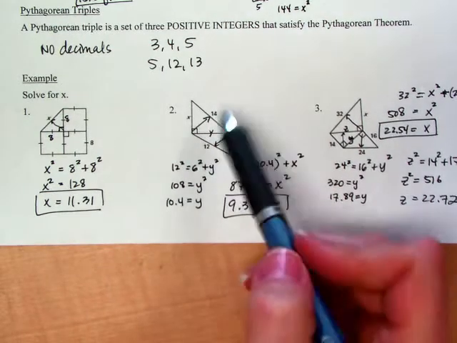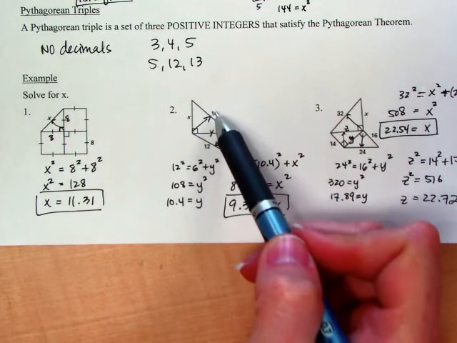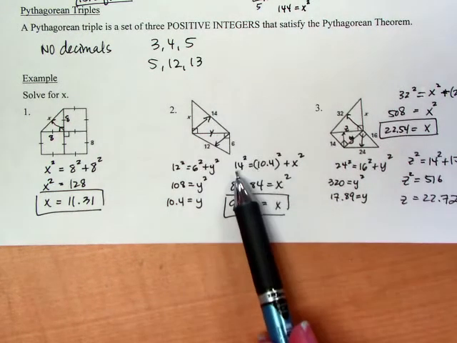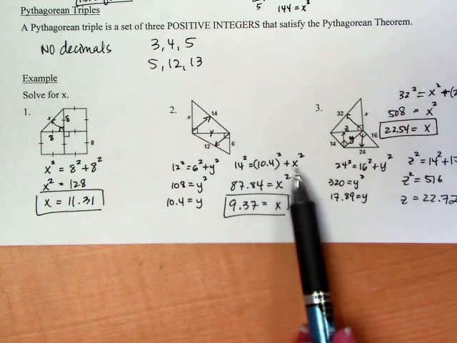Again, I would remind you to draw through the 90, identify your hypotenuse first. That's the number that has to be by itself. The other two get added in no particular order.